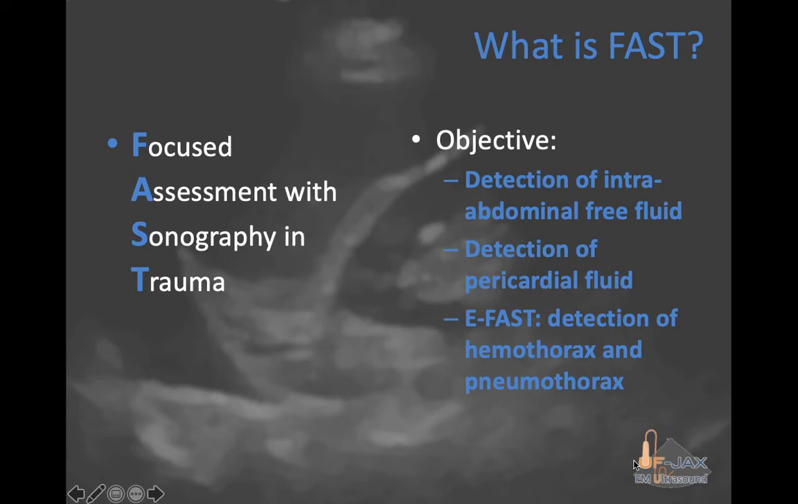So what is a FAST exam? FAST stands for the Focused Assessment with Sonography in Trauma. The goal of the exam is to detect free fluid in the peritoneal cavity and in the pericardial cavity. Hemothorax and pneumothorax can also be identified by expanding the FAST into the chest cavity.